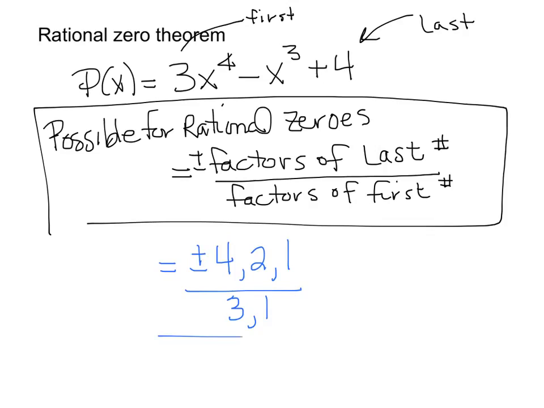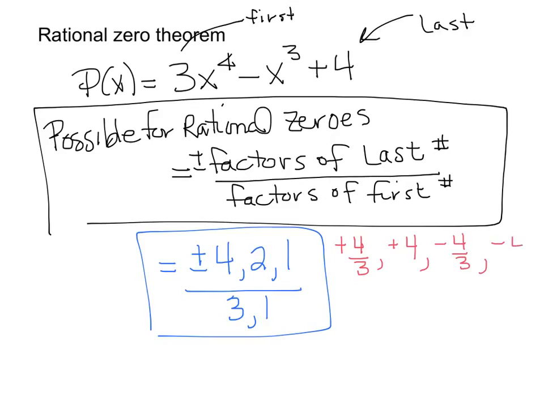So somewhere in here are going to be the numbers I test. This is a great way to write the answer, but for clarity, I'm going to write them all out so you know exactly what I mean by this shorthand notation. So the list would include plus 4/3, plus 4, because that would be 4 over 1. The list would include minus 4/3, and minus 4 over 1. The list would also include plus 2 over 3, or plus 2 over 1, and minus 2 over 3 and minus 2 over 1.